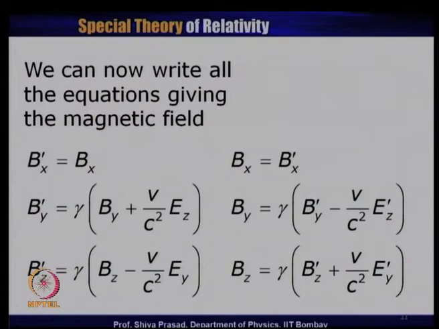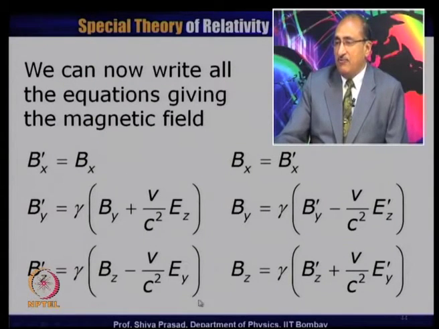So now I have found out all the three inverse transformations corresponding to the magnetic field. I can always find out the direct transformation by doing the same prescription: replace V by minus V, prime by unprime, unprime by prime. So these are all my equations which are relating to the magnetic field. This is what we call the direct transformation. I know electric field and magnetic field in S frame of reference; I will find out the magnetic field in S prime frame of reference. Here I know the electric and magnetic field in S prime frame of reference; I can find out the magnetic field components in S frame of reference.